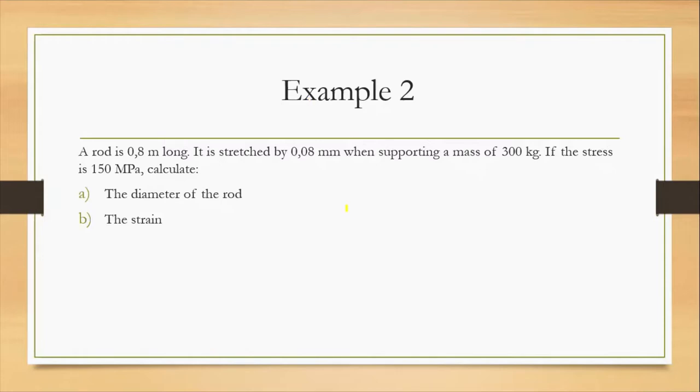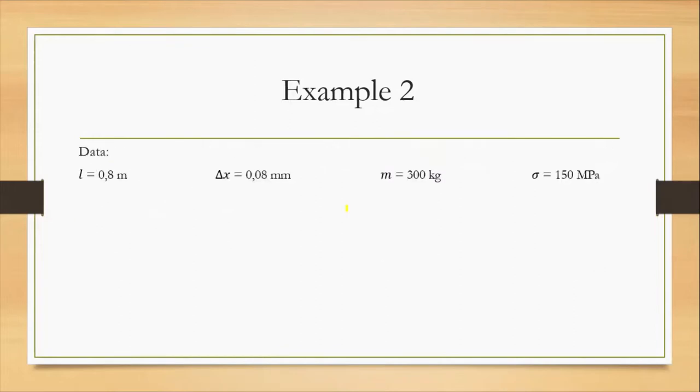Yes. A rod is 0.8 meters long, meaning if we are collecting our data, L will be 0.8. It is stretched by 0.08, so that's the change in length, 0.08 millimeters. When supporting a mass of 300 kilograms, with a stress of 150 MPa, so that is our data. Remember, we're looking for the diameter and the strain. This is where we are going to do our calculation.